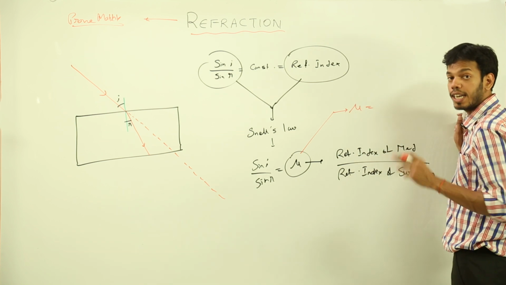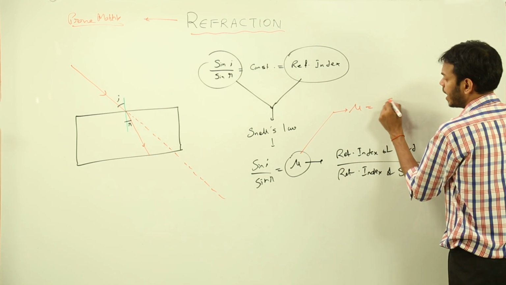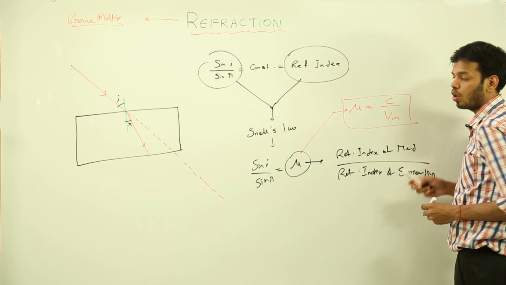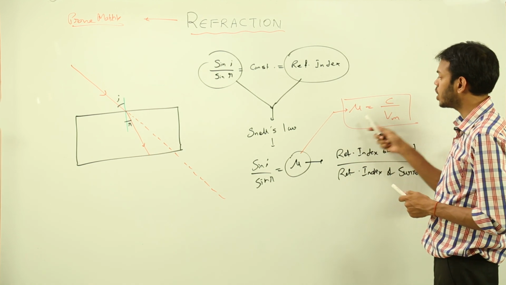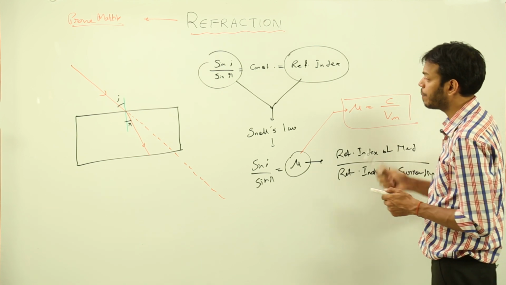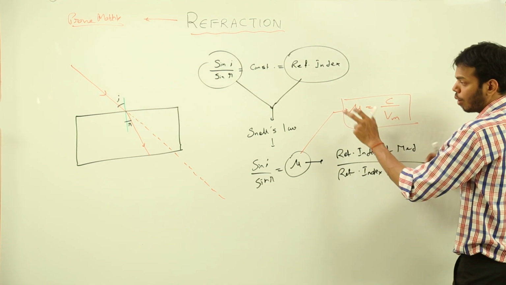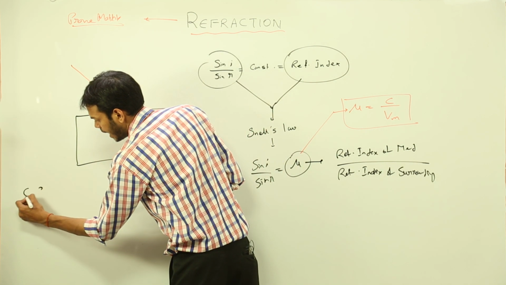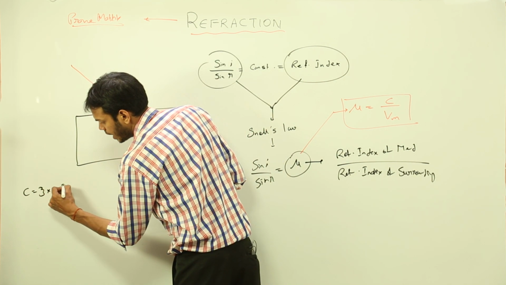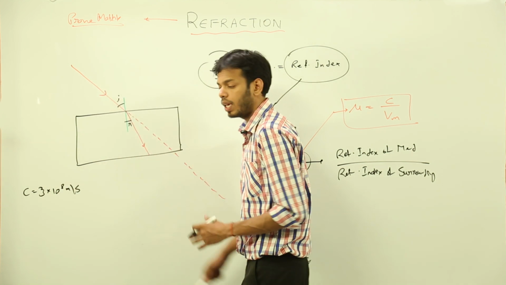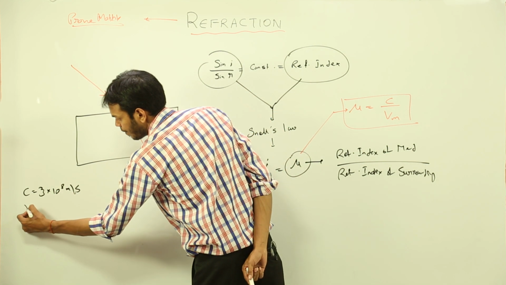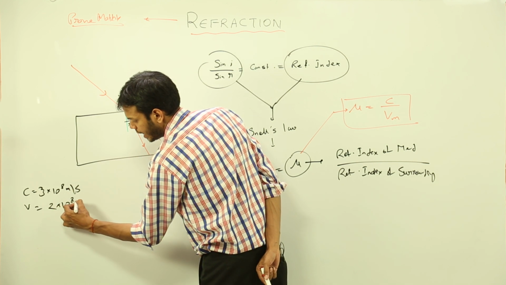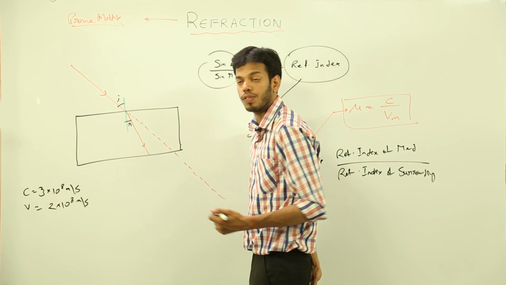It is defined as the ratio of speed of light in air upon speed of light in that particular medium, or Vm. Let me use this formula for once. For example, we know that speed of light in air is 3 into 10 raised to power 8 meter per second, right? Suppose they give us that velocity of light in glass is 2 into 10 raised to power 8. What is the refractive index of glass?